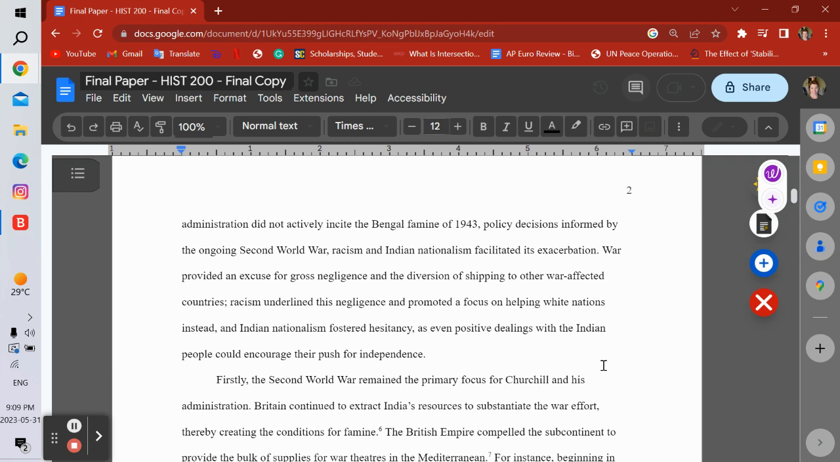War provided an excuse for gross negligence and the diversion of shipping to other war-affected countries. Racism underlined this negligence and promoted a focus on helping white nations instead. And Indian nationalism fostered hesitancy, as even positive dealings with the Indian people could encourage their push for independence. Firstly, the Second World War remained the primary focus for Churchill and his administration.